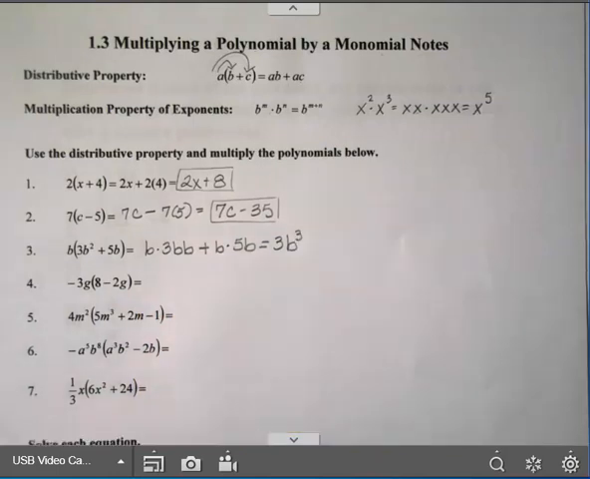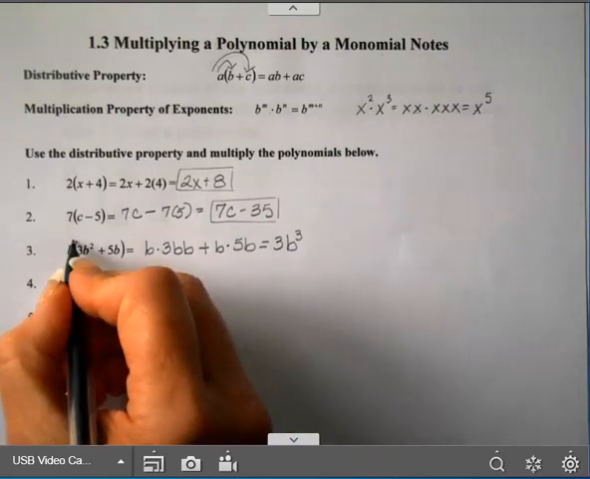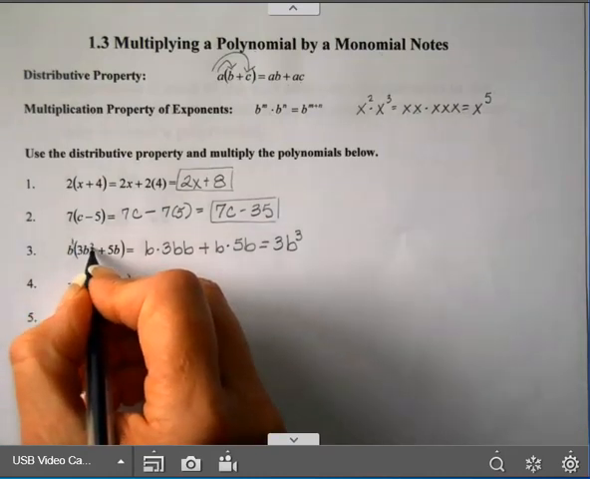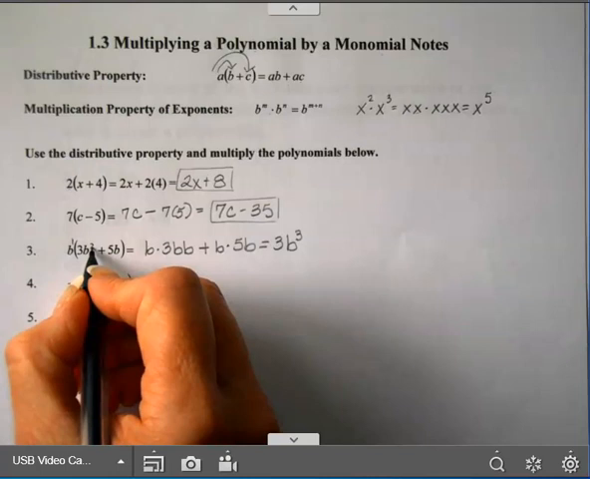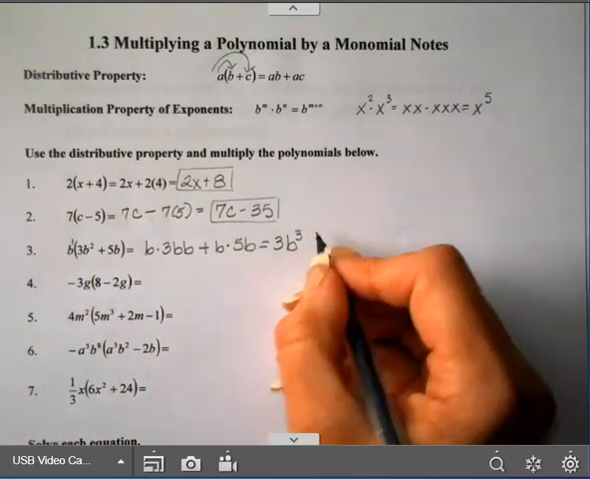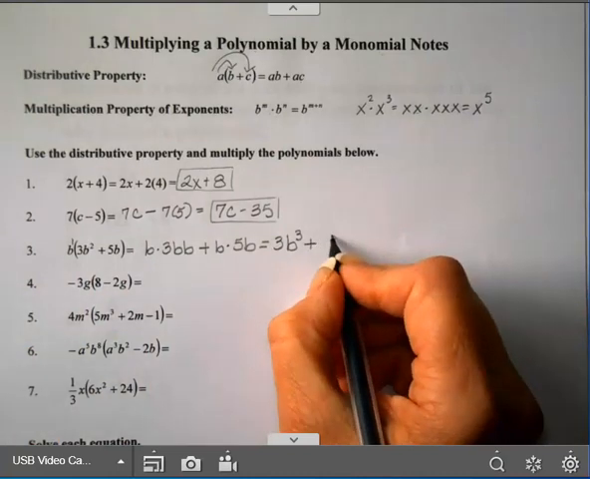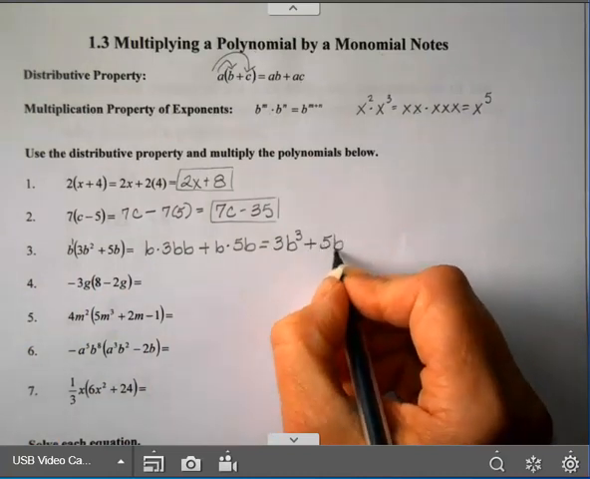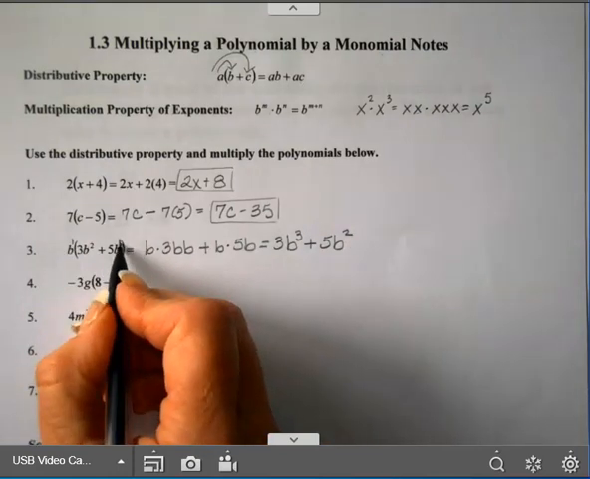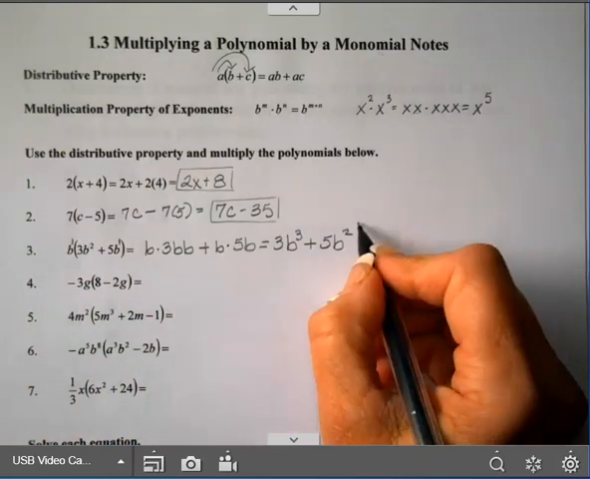A faster way to do that: this exponent is 1, this exponent is 2, and they both have the same base, so I can add those exponents, so 1 plus 2 would give me the b cubed. And then I have 5b squared. Again, that had b to the first, that had b to the first, so if I add 1 plus 1, that gives me the b squared here.